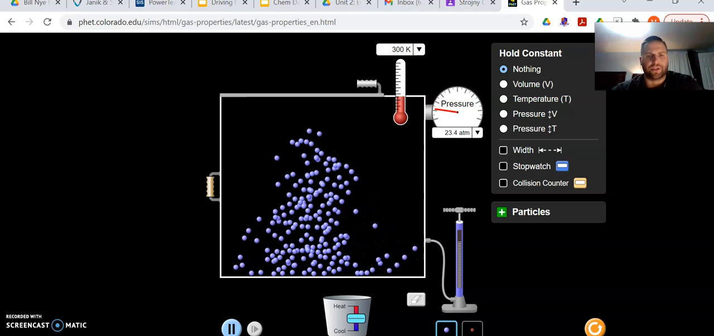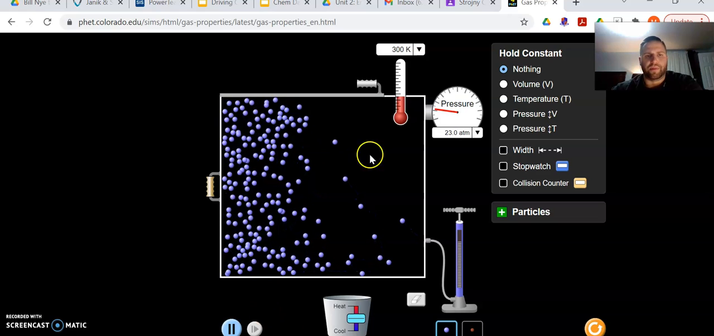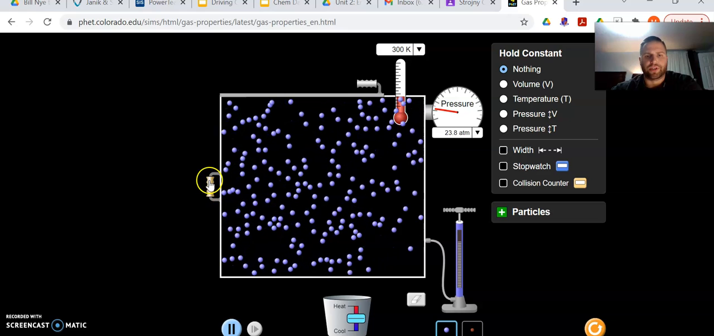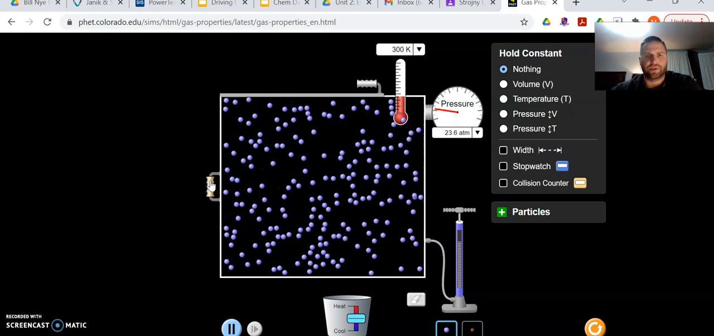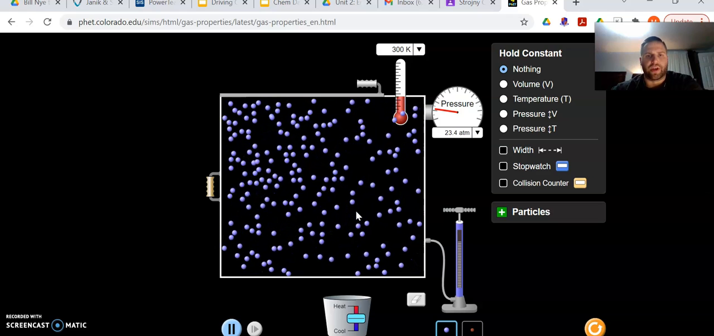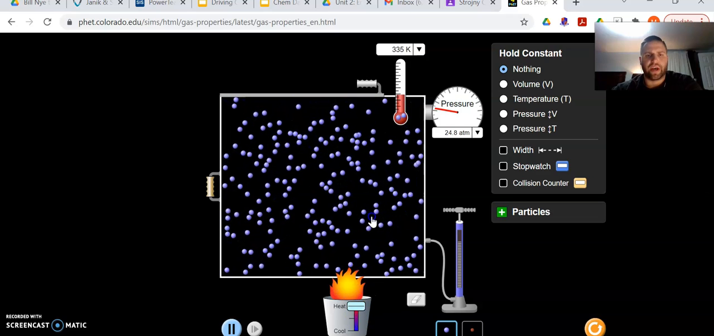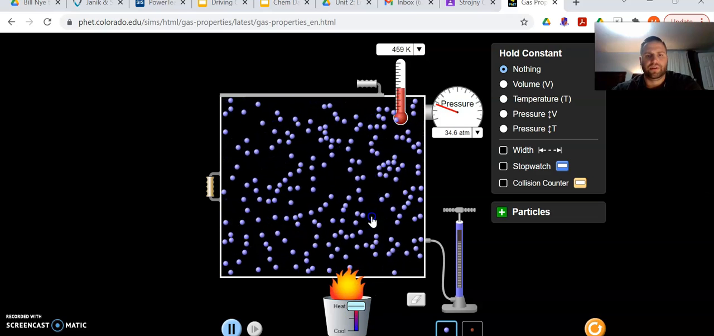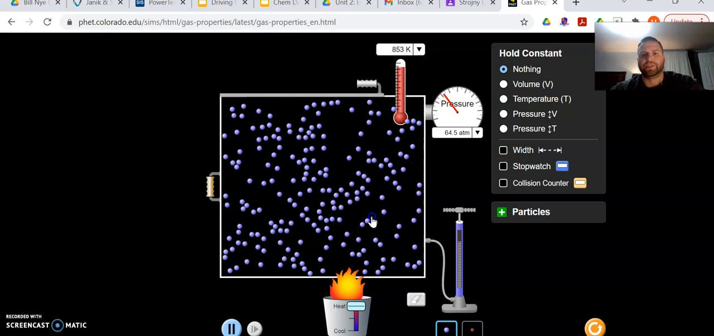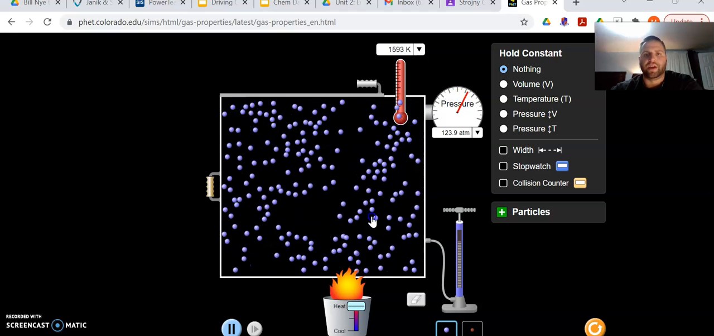So we go ahead and we pump in some particles. Once we've pumped them in, we will keep that amount the same throughout the trials. Notice that the volume will not change. But what is going to change is the temperature. So let's go ahead and increase the temp and see what happens. If you watch the pressure gauge, notice that it's going up, up, and up as temperature increases.